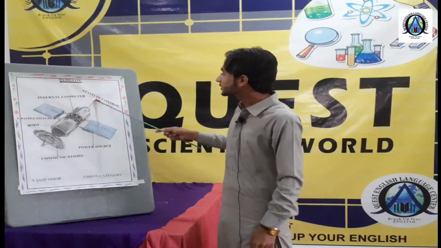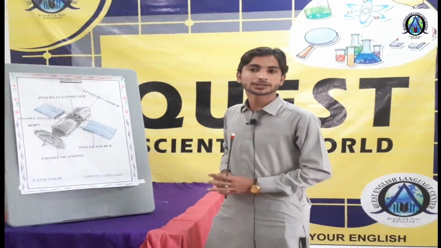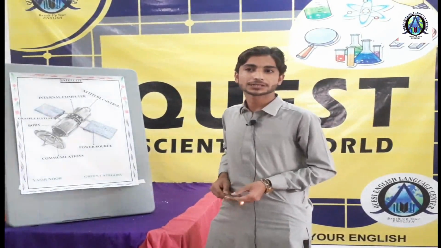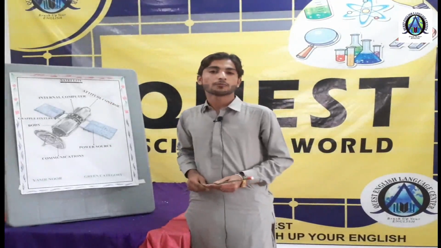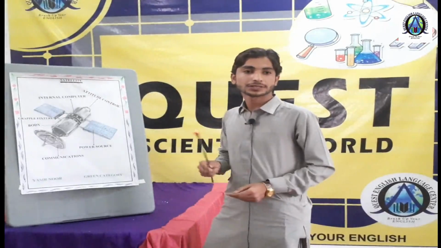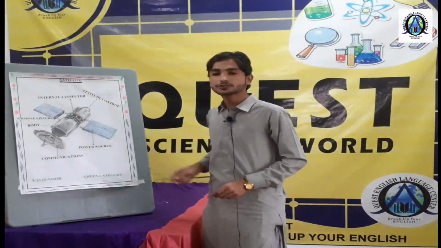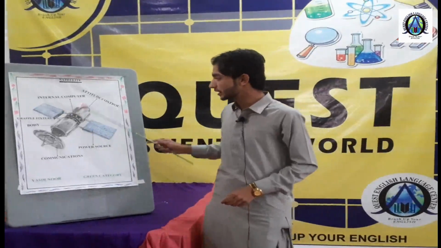The first part of the satellite is attitude control. Attitude control refers to the maintenance of the satellite at its assigned position. The function of attitude control is to keep the antenna pointed toward the desired region on the surface of the earth. It is also used to keep the solar cells facing the sun.